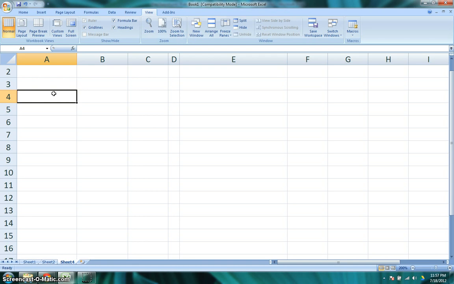So we're going to build here real quickly a financial statement of a property, an imaginary one, and it's going to have our income and expenses listed in there. So let's get right into it.